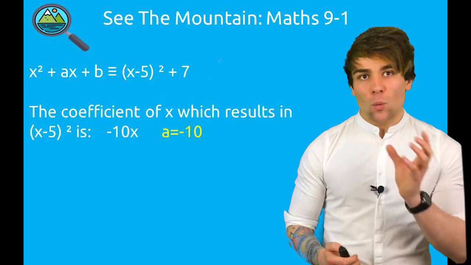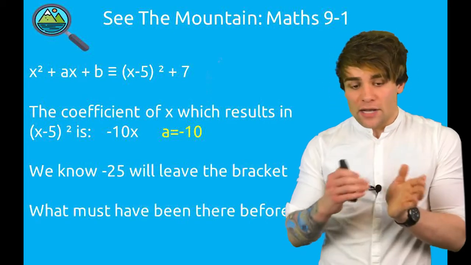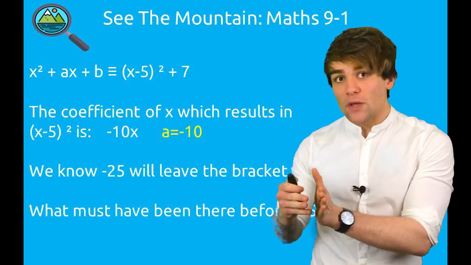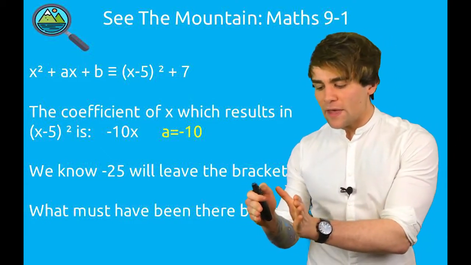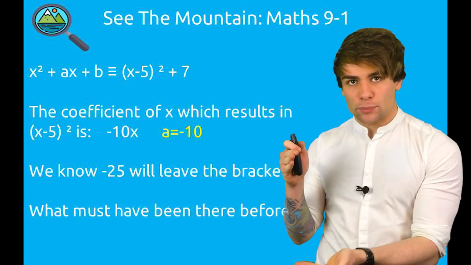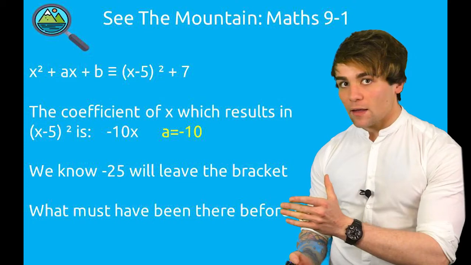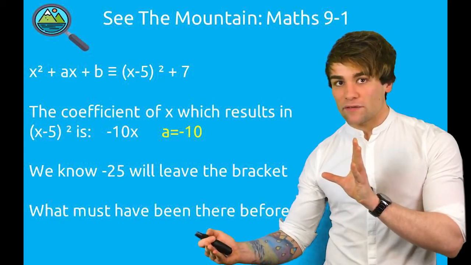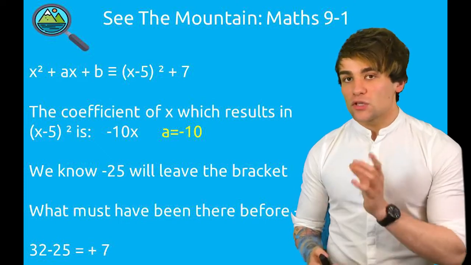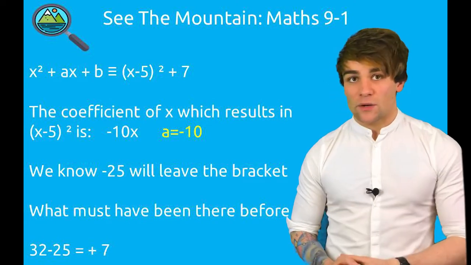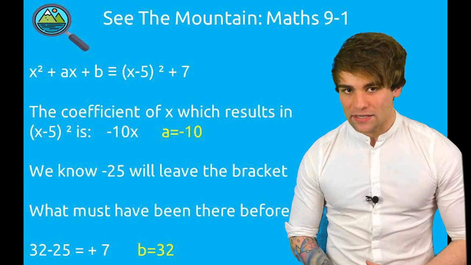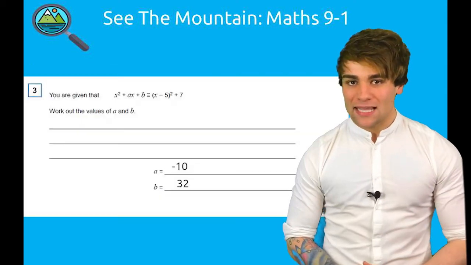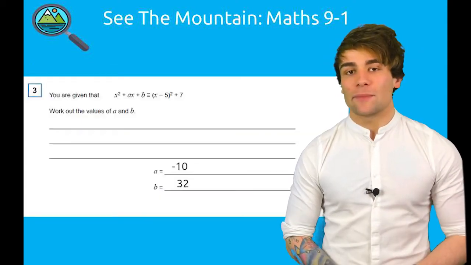Now to find b. We know if we've got x minus 5 squared, that minus 5 squared is going to come out. So we're going to see a minus 25 there. But it's ended as plus 7. So what must have been there before minus 25? Well, 32 take away 25 brings us to the 7. So b was 32, and remember a was minus 10. Those are the most complicated examples you will now see in your higher paper.